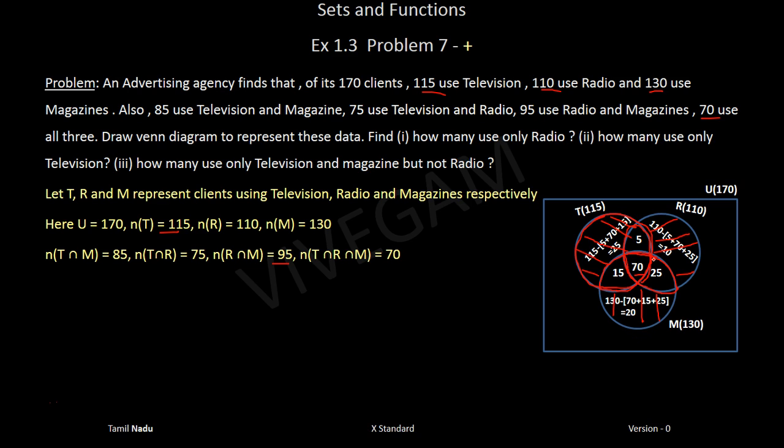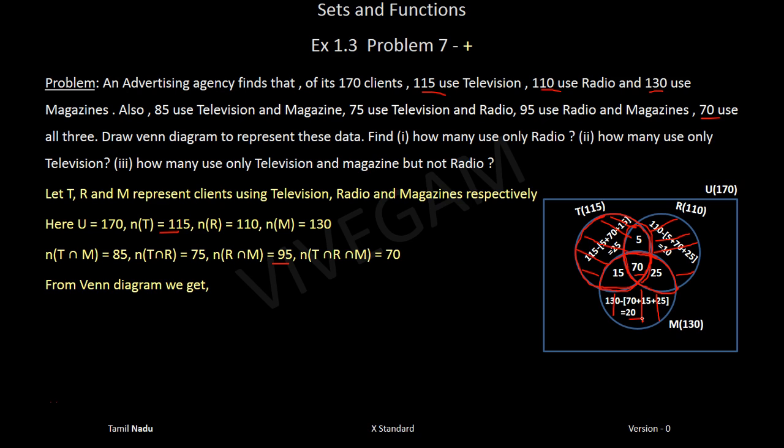So total magazine is 130, and these 3 intersections are already taken care of. So which means this area will be 130 minus this minus this minus this. So that is what minus are taken, put everything inside bracket. So 130 minus 70 minus 15 minus 25, or minus of, add up all these things. So 70 plus 15 plus 25, that is 25, 40, 110. 130 minus 110 is 20.